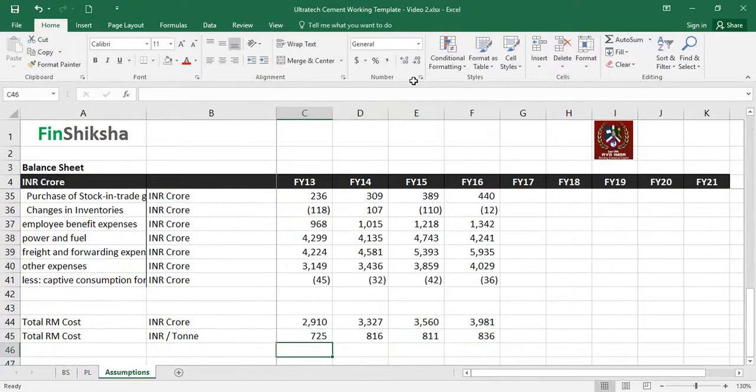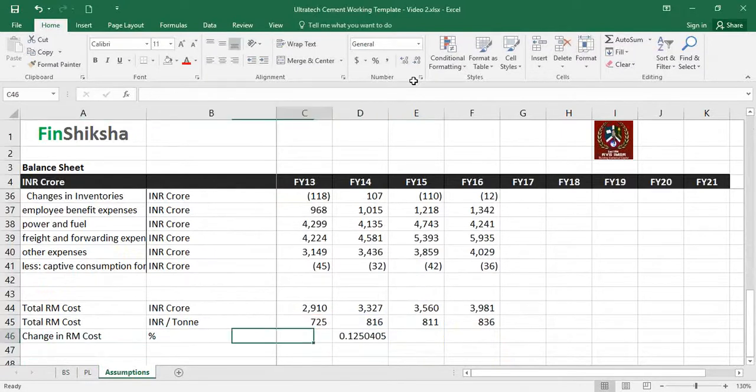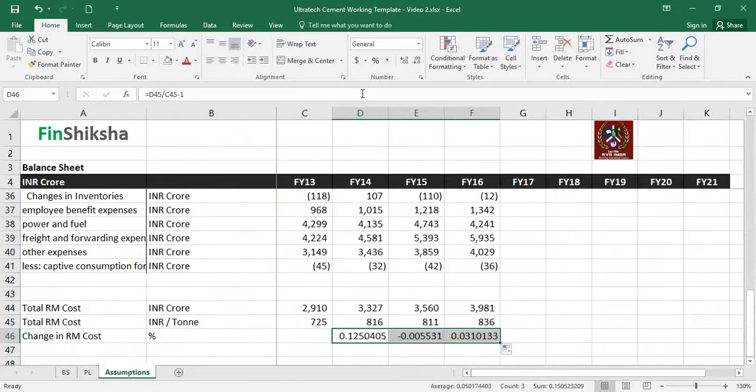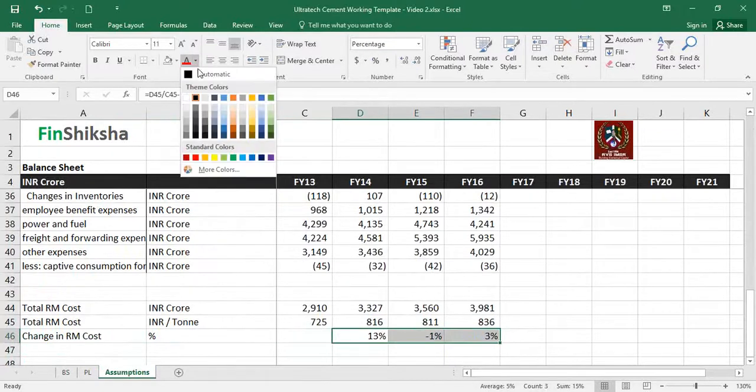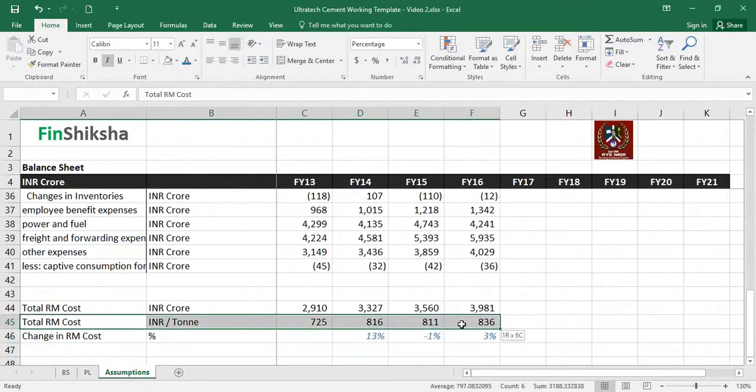What is the raw material cost per ton? And I will put a change in RM cost number here in percentage terms, and that's today divided by last year minus 1, and we get the change data as well, right? So effectively, because it's a number of percentage, I'm going to convert it to a blue color and italicize it, right? That is the raw material cost per ton.